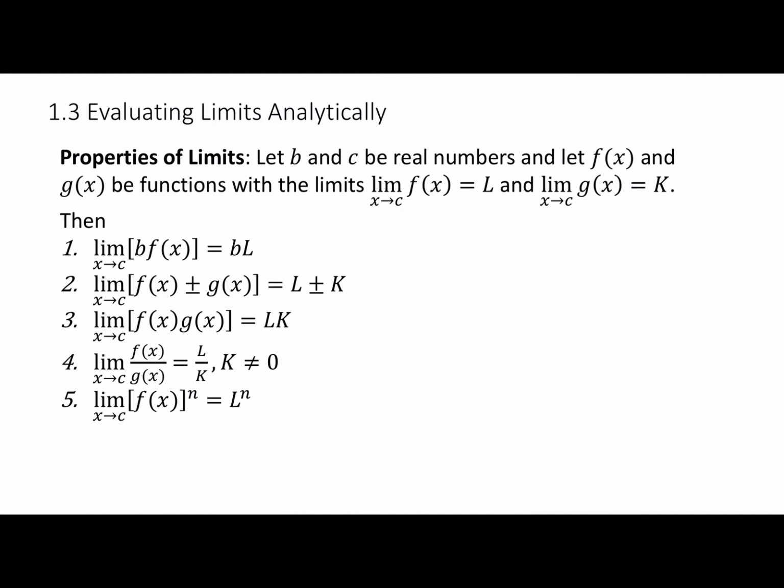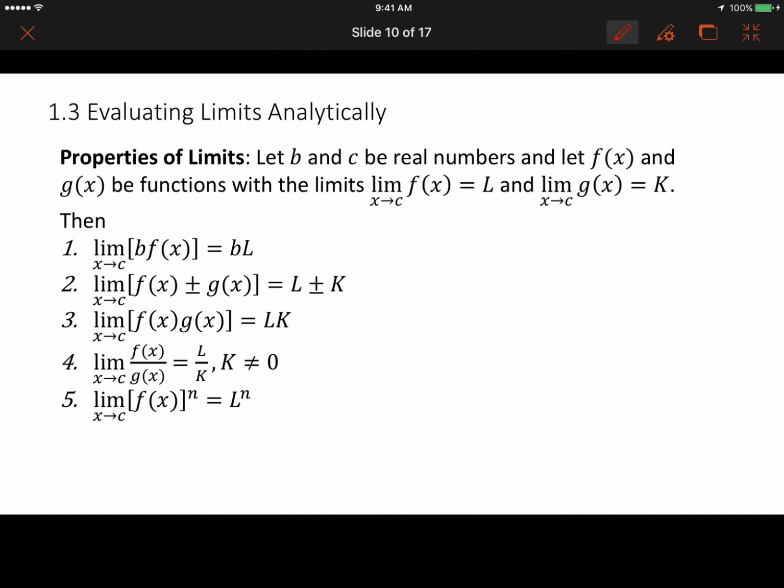I want to give you some more properties of limits. So let's suppose that f and g are functions who have limits as x approaches c. So the limit of f of x here is going to be L as x approaches c, and the limit of g of x as x approaches c is k. Then, first of all, if I multiply f by a constant, I could just pull that constant out front, is all this is saying. So the limit of b times f of x is the same as b times L.